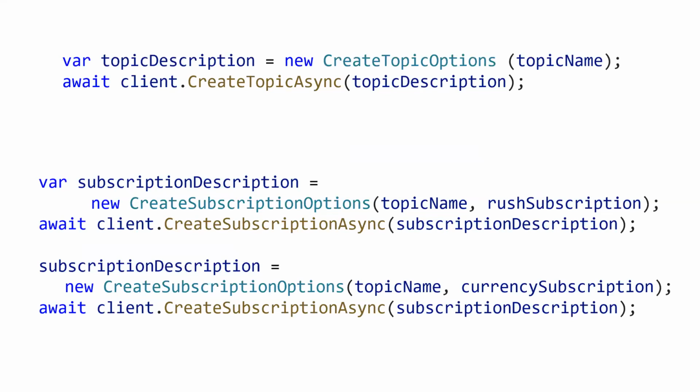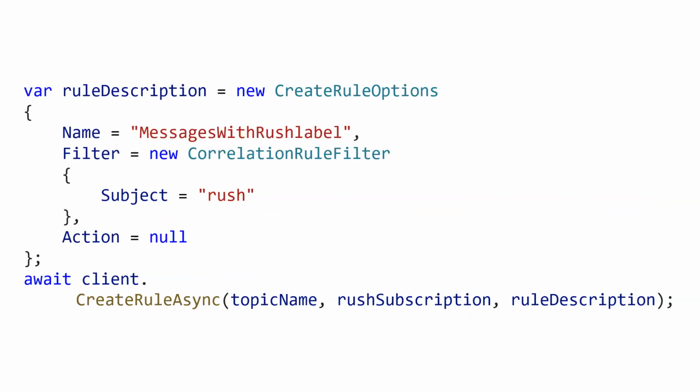When we can create topics, again, with the management capability, we're creating a topic, and we're creating multiple subscriptions. I call one the rush subscription and the other one the currency subscription. And then we can create a rule. One rule, for example, I'm doing here a correlation filter. I'm saying the name is messages with rush label, and I'm saying whenever the subject of a message is rush, then this correlation filter will match, and then I set up that rule on that specific rush subscription.